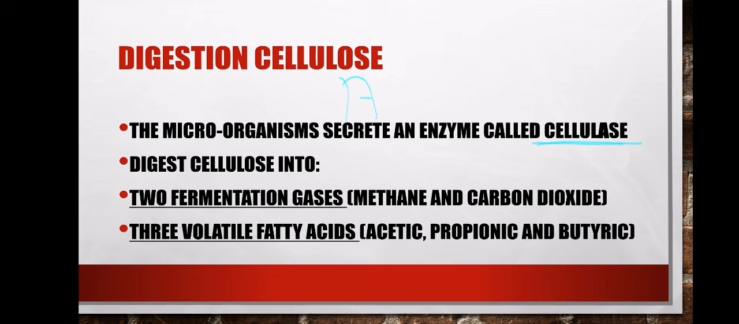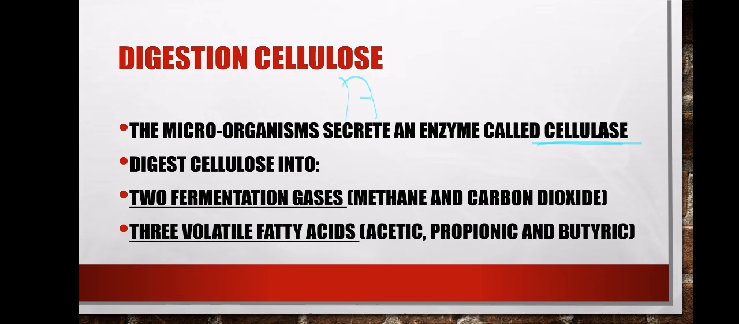So we are saying, what will assist the digestion of cellulose? It's an enzyme. These are microorganisms that secrete an enzyme called cellulase. They will digest the cellulose into what? 2 fermentation gases. What are the names of those fermentation gases? Carbon dioxide together with what?